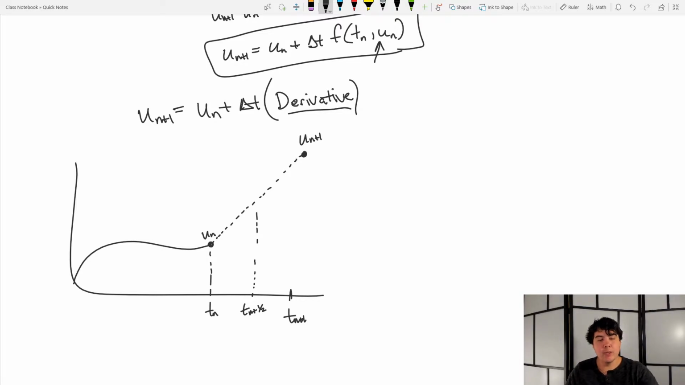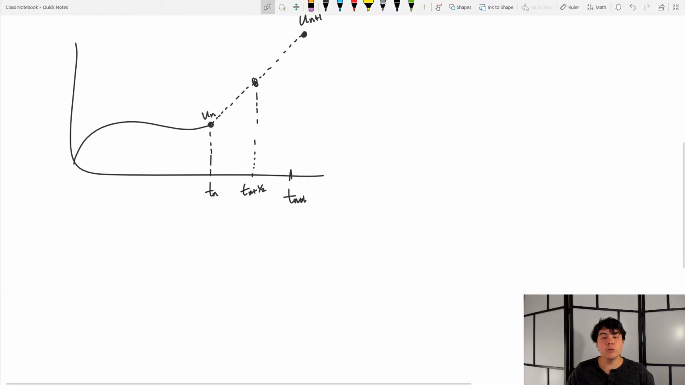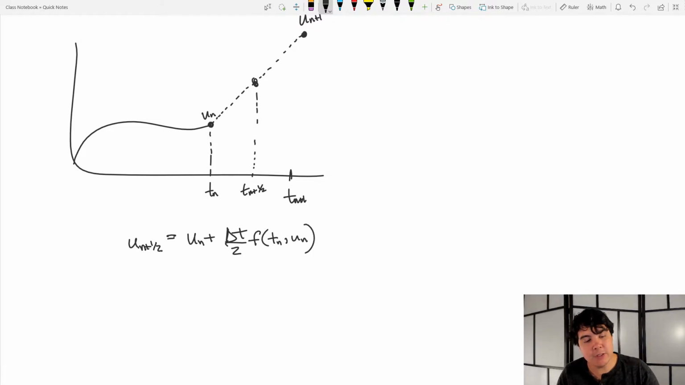Well, we'd need to know what the value in the middle was in order to do that. The way that we can do that is to just use Euler's method to get a value in the middle, then use that derivative. So we can say that u sub n plus 1/2 is just u sub n plus delta t over 2 times f of t sub n, u sub n. This is Euler's method to get halfway.